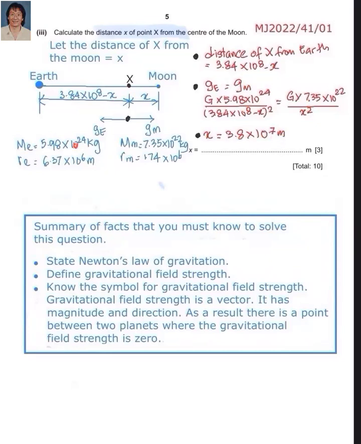These are the data which were provided earlier. In order to answer this question, we need to summarize the facts that you need to know to solve this question. First, you must know Newton's law of gravitation. Then you must be able to define gravitational field strength. Then you must know that the symbol for gravitational field strength is g, and gravitational field strength is a vector quantity. It has both magnitude as well as direction. As a result, there is a point between two planets where the resultant gravitational field strength is 0.